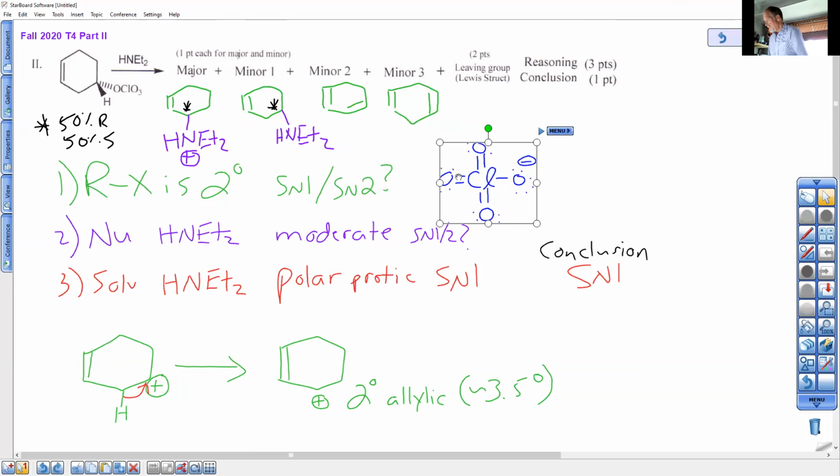Oh, we get extra stuff. I don't want it. I can't move it. I am just going to say the answer for Lewis structure is right there. And that is the end of that one.